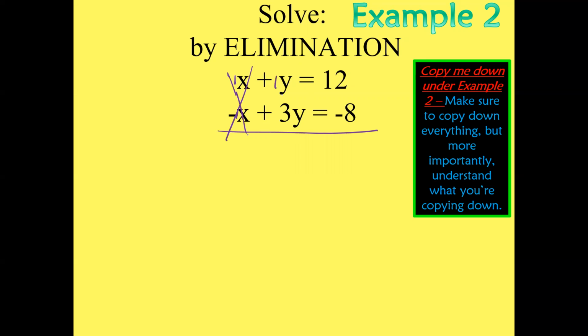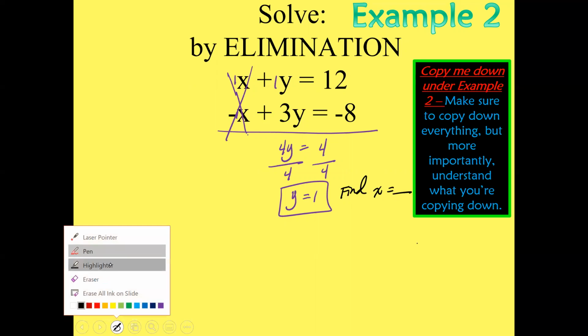Step 3, you want to go ahead and add and use algebra to find one of the letters. So 1 plus 3 is a 4y. 12 minus 8 is a 4. Divide 4 on each side. y equals 1.